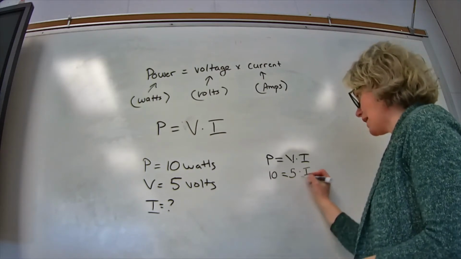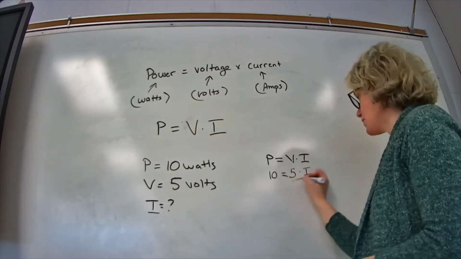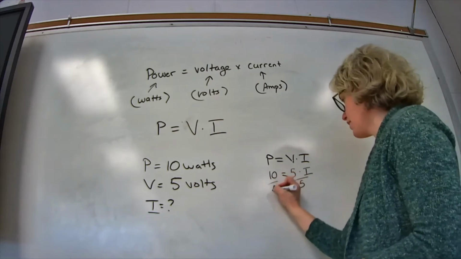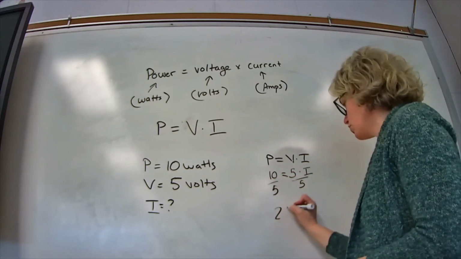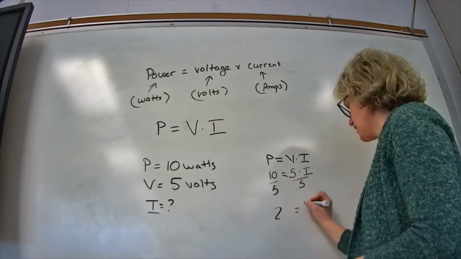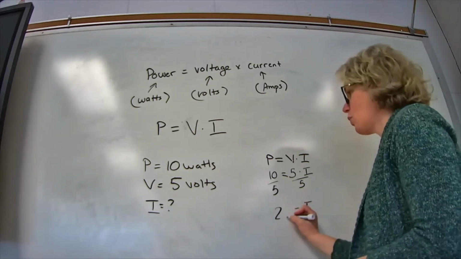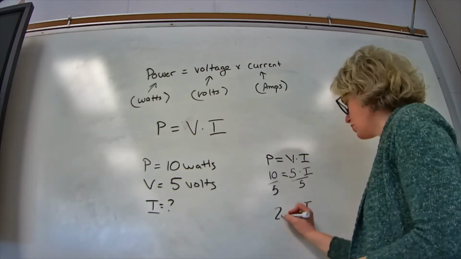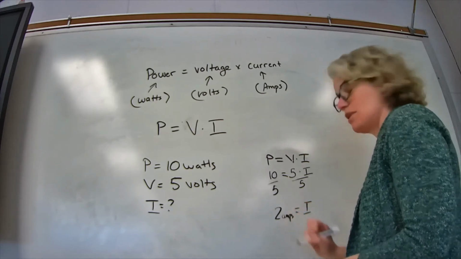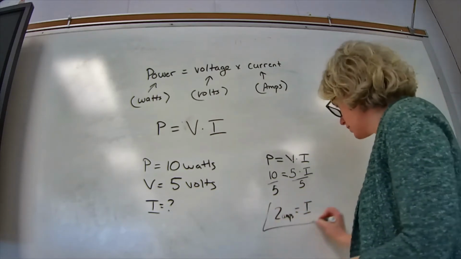I got to get I by itself, so I'm going to divide both sides by 5. So 2 equals I. 2 what? 2 amps equals I.